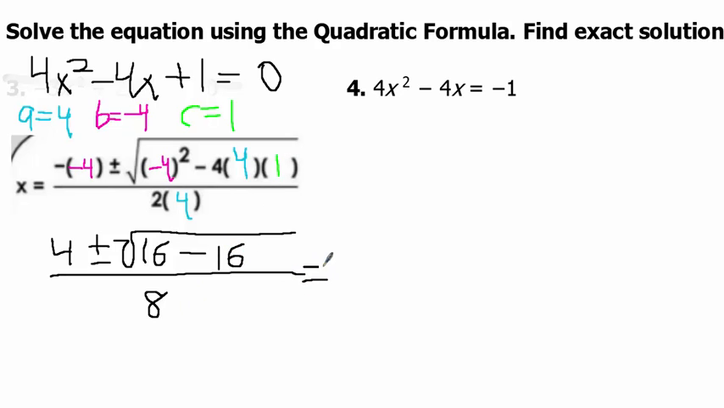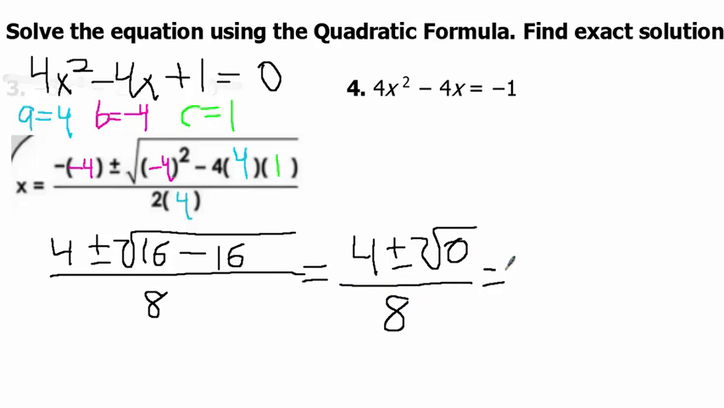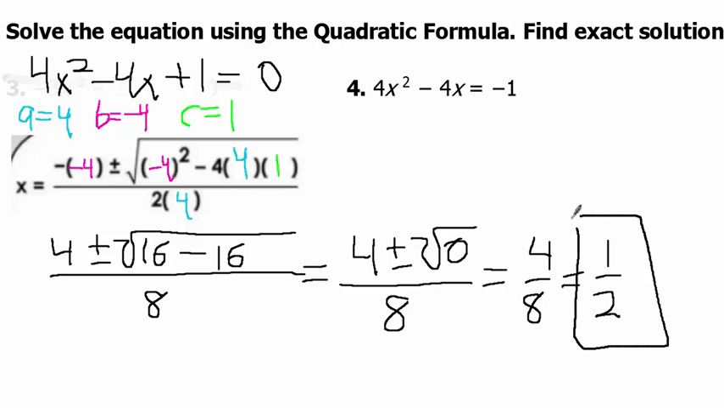Underneath the square root sign, we now have 0. And the square root of 0 is 0. And adding or subtracting 0 to a number doesn't change it. So I'm going to have 4 over 8, and always simplify fractions. This is the type of problem that has only one solution.